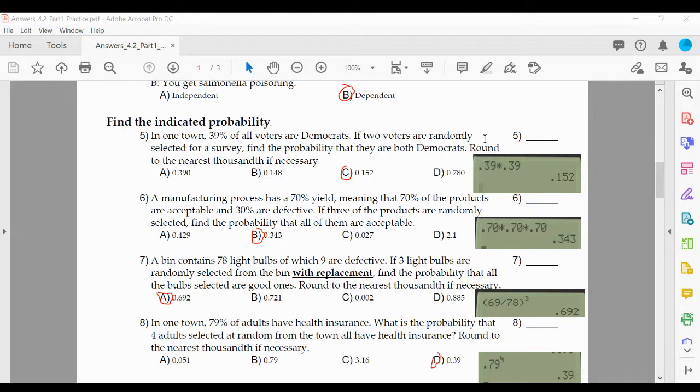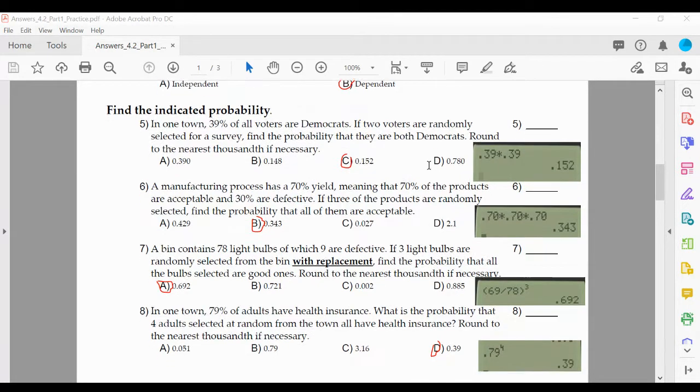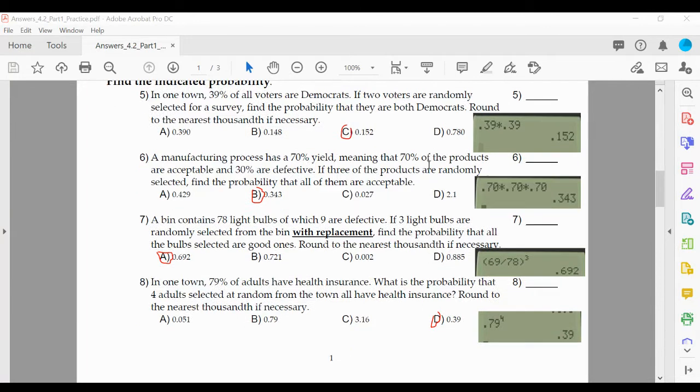In other words, you use that 0.39 for the probability of picking the first Democrat, which means we multiply by 0.39, the probability of picking a second Democrat. If you're picking a third, it'd be times 0.39 again. Theoretically, these problems where you're given percentages are dependent, but we treat them as independent. The same thing follows in number 6.